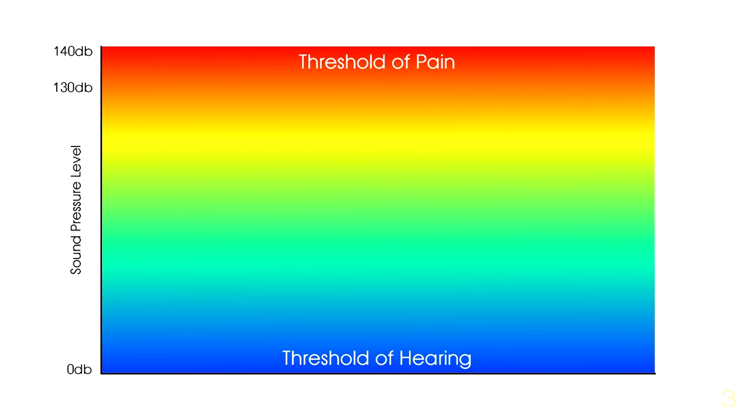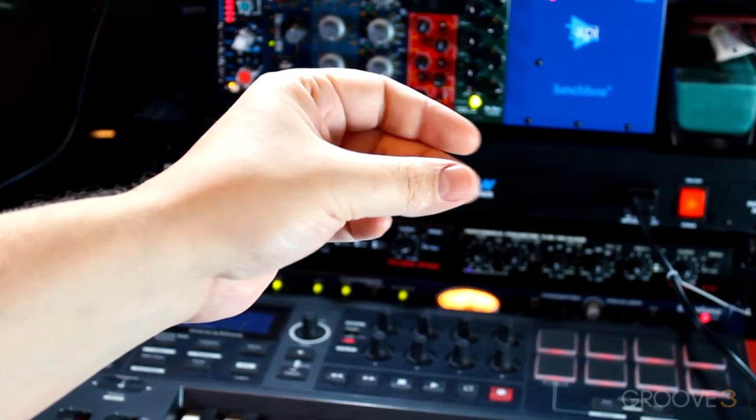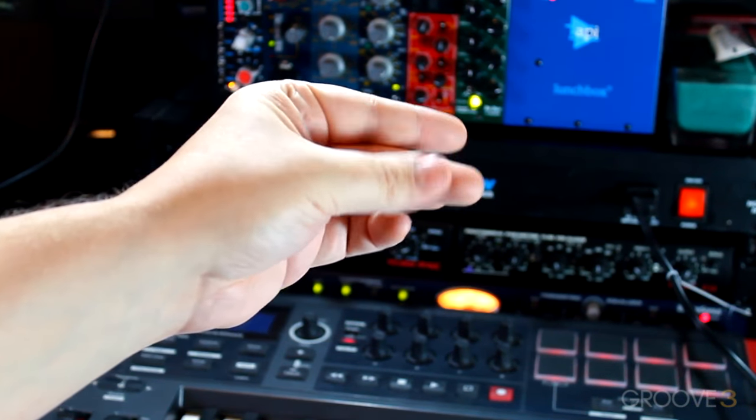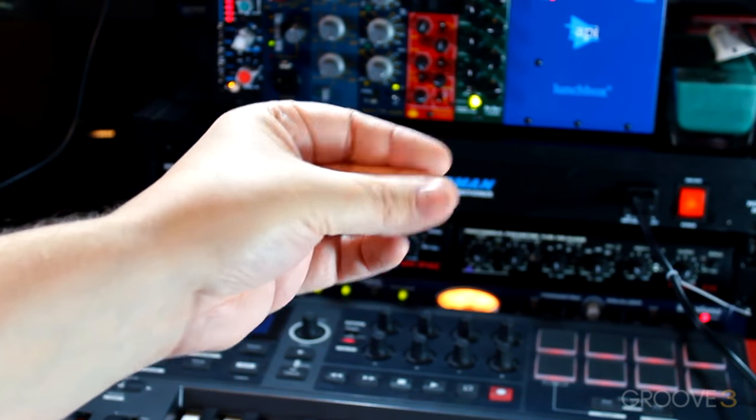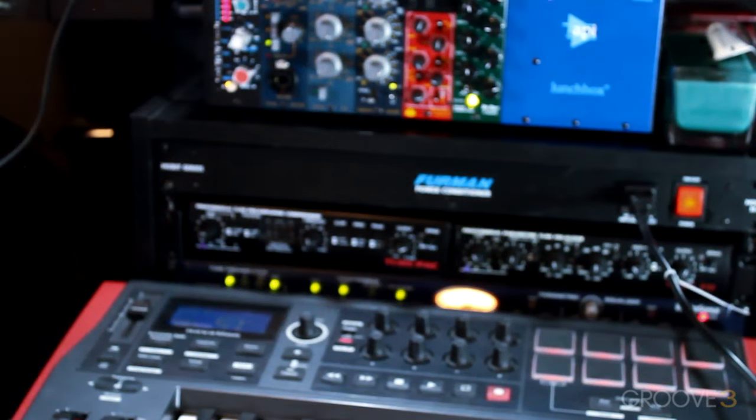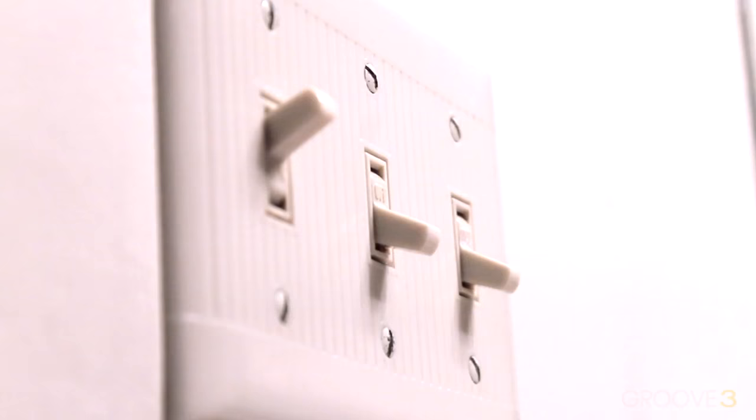Now, here's an experiment you can try. Go into a quiet space, like a closet or a bathroom. Extend your arm out in front of you and rub your fingers together lightly. You should be able to hear the faint sound of your fingers touching. Now, go ahead and clap your hands. This is a much louder sound, which may even be a little bit discomforting.